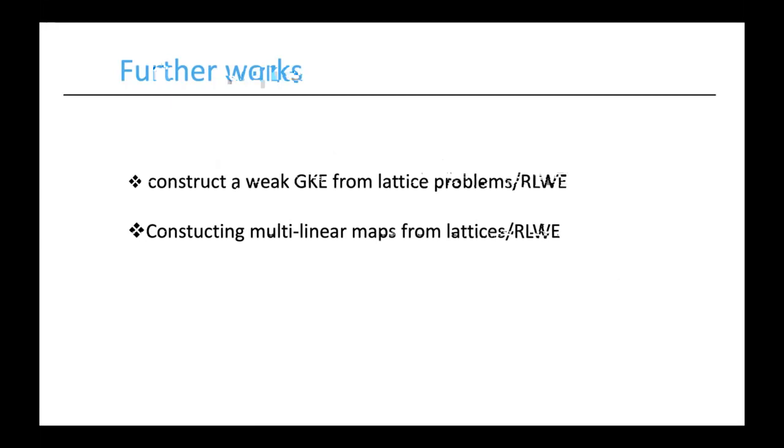Here is the further work. The first is to construct a weak GKE from lattice problems directly, or the ring LWE problem, which means that our construction of weak GKE uses the very powerful tool of IO. So constructing a GKE from a lattice problem directly is a very meaningful topic. And the second one is constructing multilinear maps. As we showed in the background, multilinear maps will directly imply a group key exchange, but we don't know any multilinear maps on lattices or ring LWE problems. So these two problems are the further work or further research topics. And thank you.